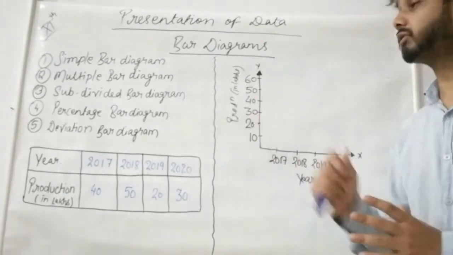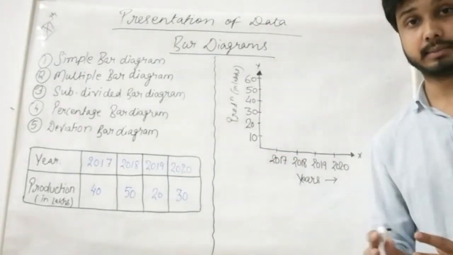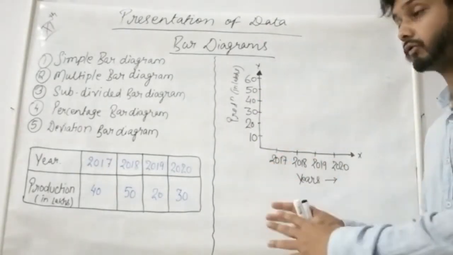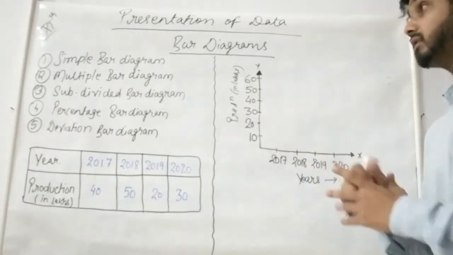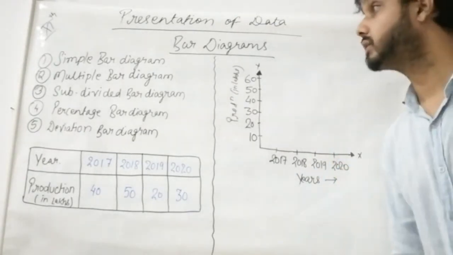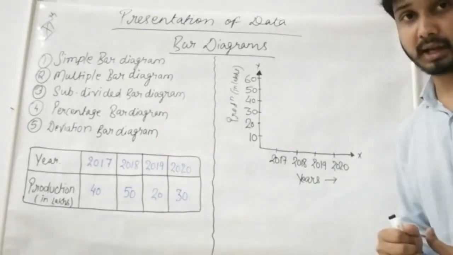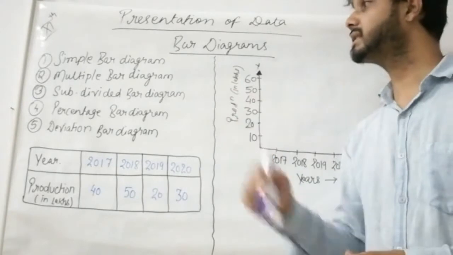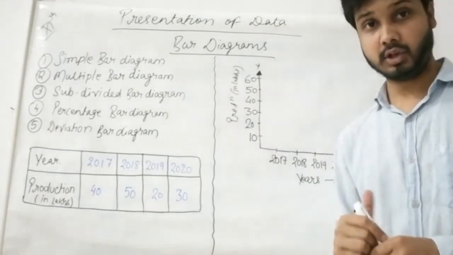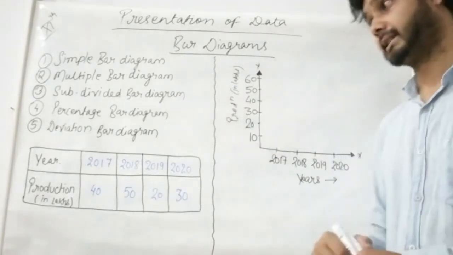In this, our first topic is related to bar diagrams, that we will present all the information or data which is given in the form of bar diagrams. So students, here we have 5 types of bar diagrams that we will see one by one. The first one is the simple bar diagram. So how to make a simple bar diagram, let us see.